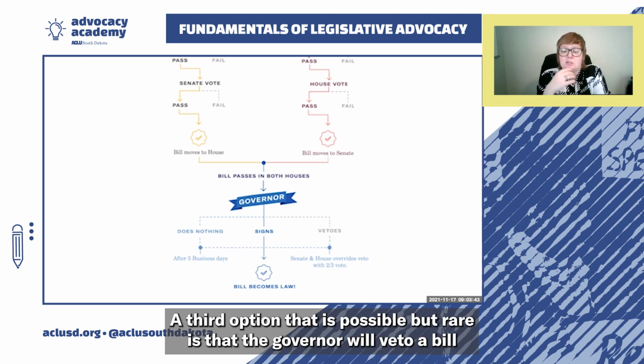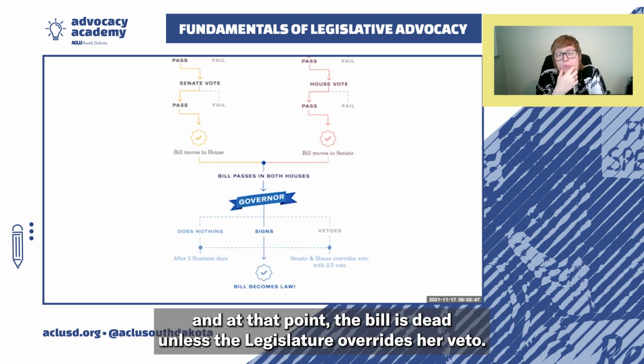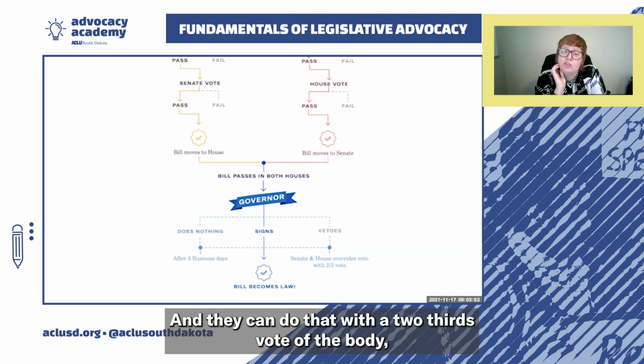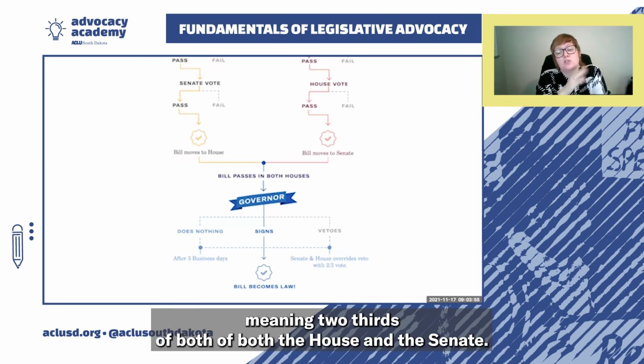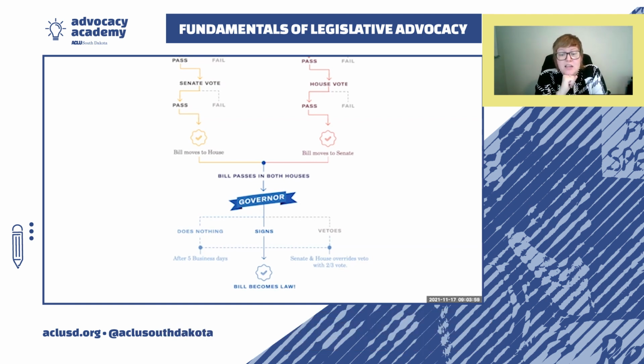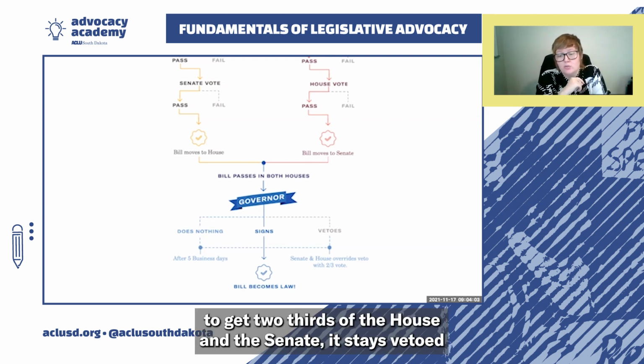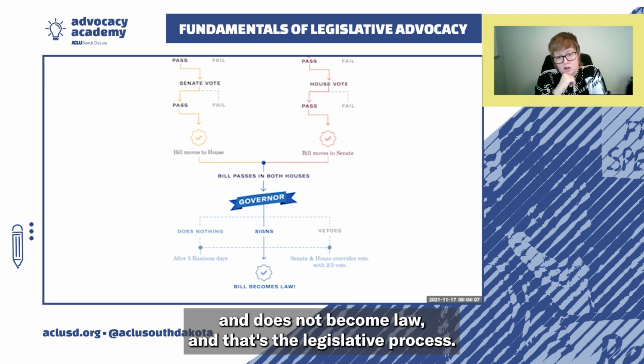A third option that is possible but rare is that the governor will veto a bill. And at that point, the bill is dead unless the legislature overrides her veto. And they can do that with a 2/3 vote of the body, meaning 2/3 of both the House and the Senate. If a vetoed bill fails to get 2/3 of the House and the Senate, it stays vetoed and does not become law. And that's the legislative process.